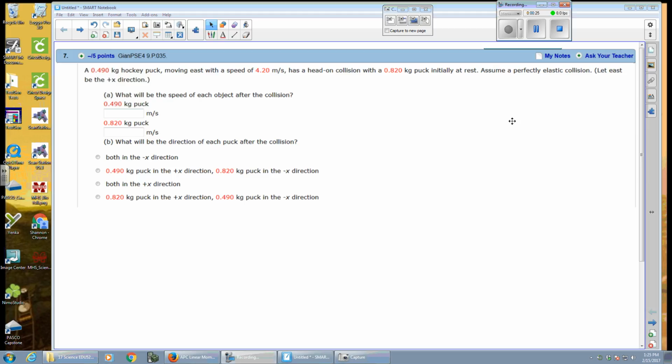Whenever I try to set up the equation, it'll always want to go. Right, but you're going to set up two equations, right? Okay, yeah. So what are the two equations?